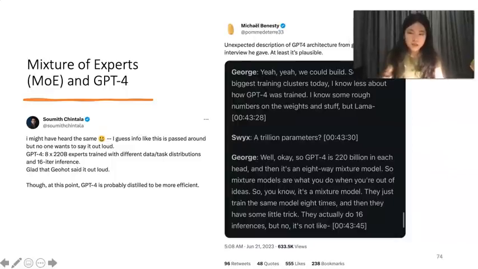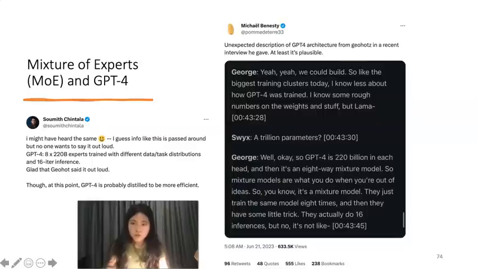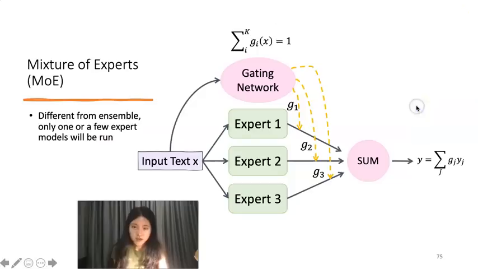An interesting thing I want to mention here is the rumors about GPT-4 using mixture of experts. Some hacker mentioned that GPT-4 is an 8 MOE, and a person from Meta has also shared similar thinking about MOE and GPT-4. So I just want to give you a hint what MOE is. Different from ensemble, in MOE only one or a few expert models will be run.